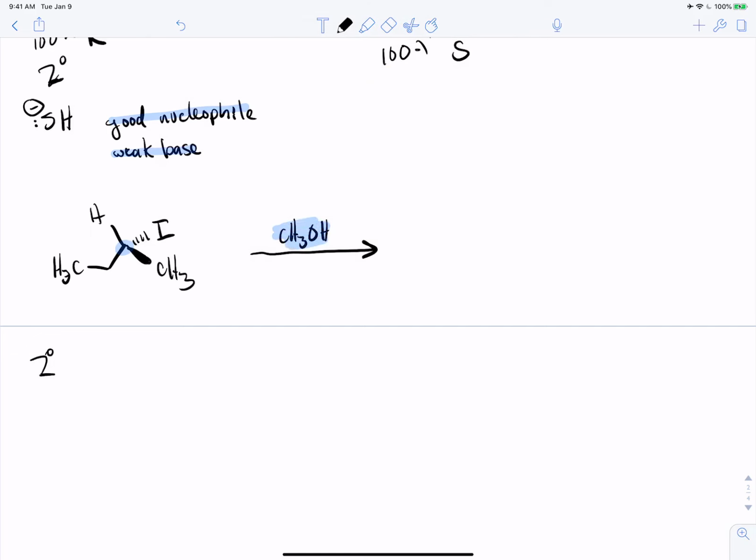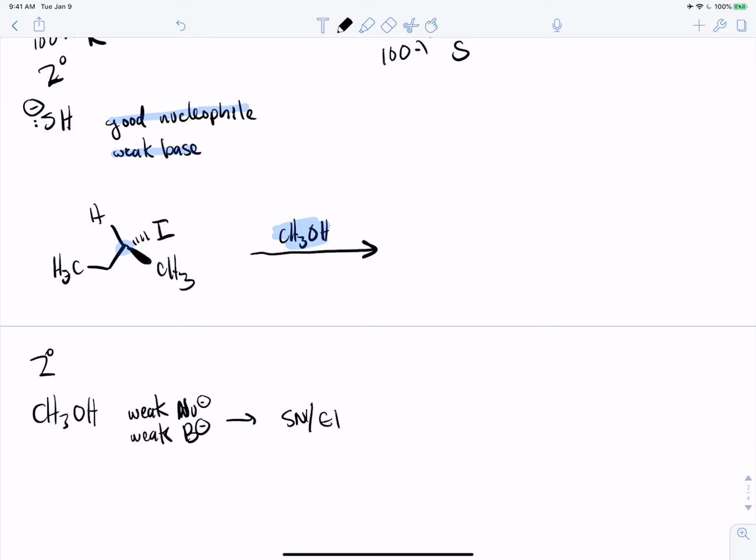Well, what's our reagent? I'm going to switch over to these terms. It's a weak nucleophile, and it's also a weak base. So this is going to favor SN1, E1. So this one we actually have beta hydrogen, so we'll see both products.